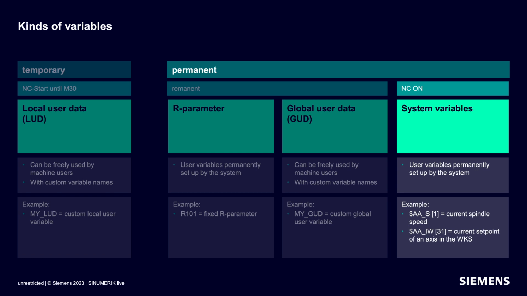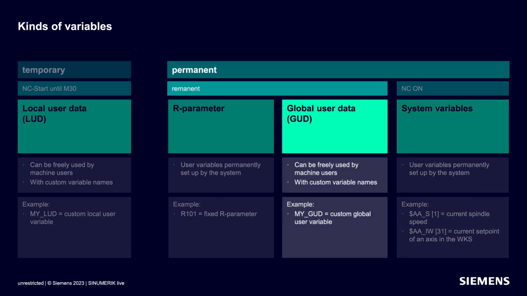Next, let's look at the global user variables. These are variables that are created retentively, that is permanently, in the memory. If I turn the machine off and then on again, these variables are still present. As a machine user, I can define global user data myself. This is my own machine data, so to speak. We'll see how this is done later.